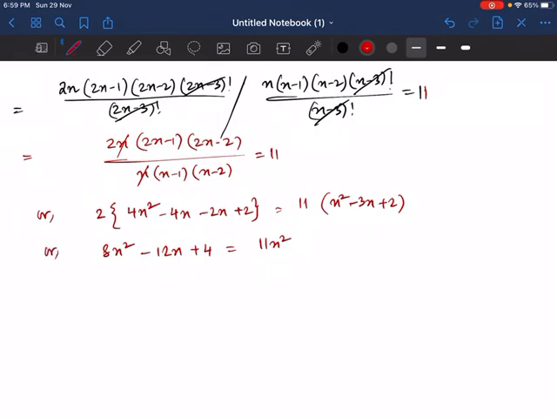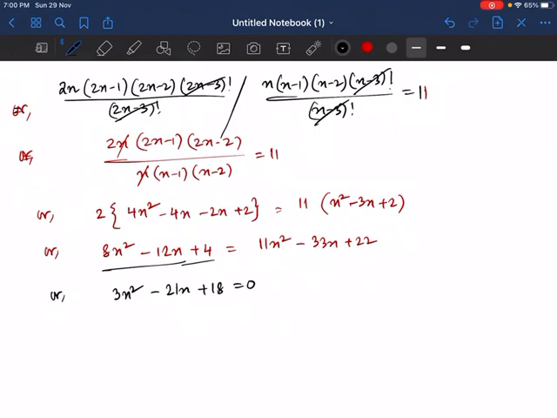So 11n square minus 33n plus 22. So we see where we are getting at, we are getting into a quadratic equation, right? So let us take these ones this side, because the coefficient of n square is more that side. So 11n square minus 8n square, we have 3n square, then minus 33n, this one goes that side, it becomes plus 12. So 33 minus 12, that gives us 21. So we have minus 21n, and 22 minus 4, that means plus 18 is equal to 0. So this is what we are having.